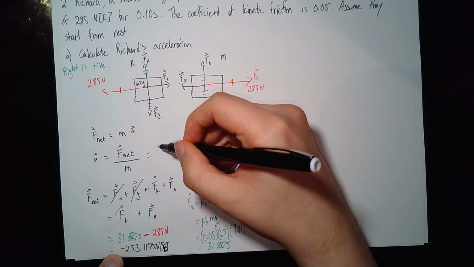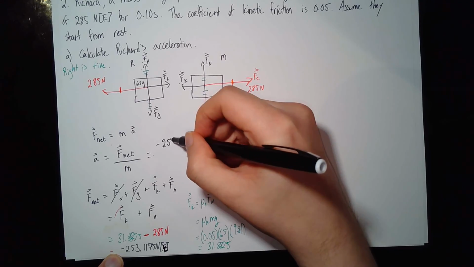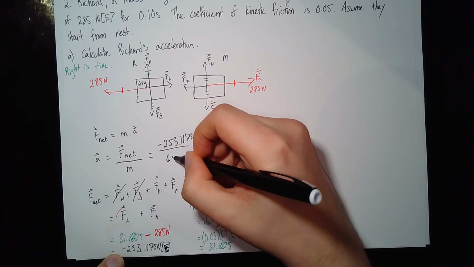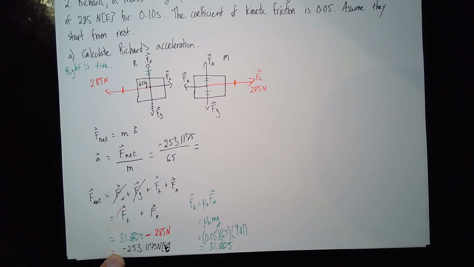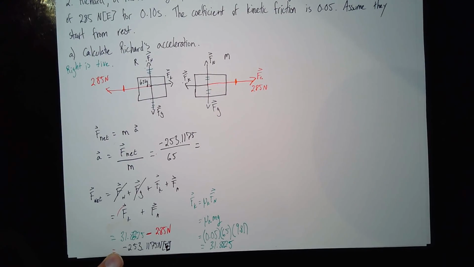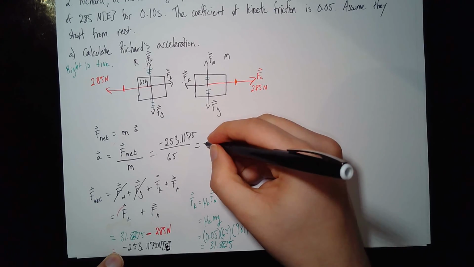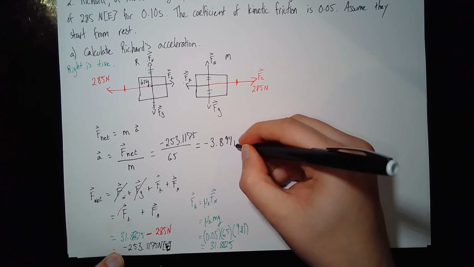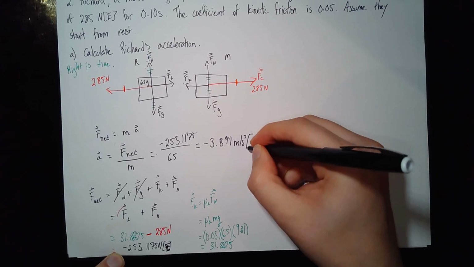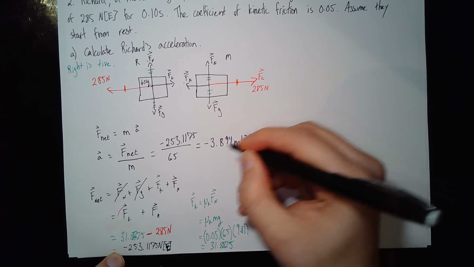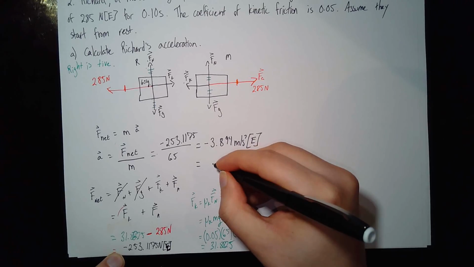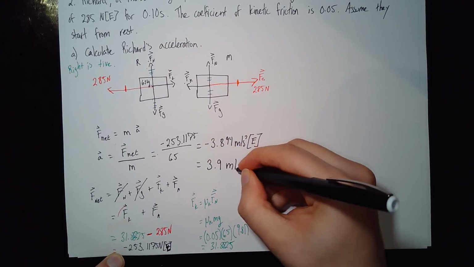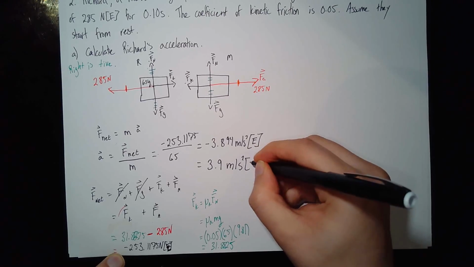Okay, so now we got this number, we can put this into this equation. So this is going to be equal to minus 253.1175 divided by 65. Put that into our calculator, and we get minus 3.894 meters per second squared east. So now rounding with significant figures, this is the same thing as 3.9 meters per second squared west.